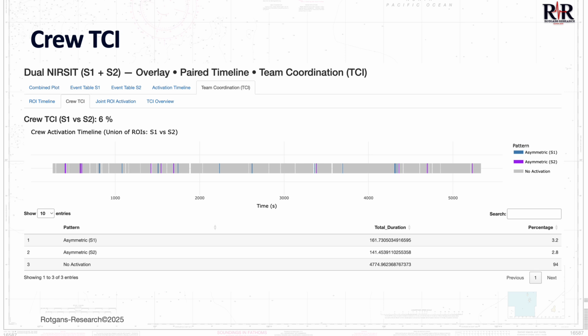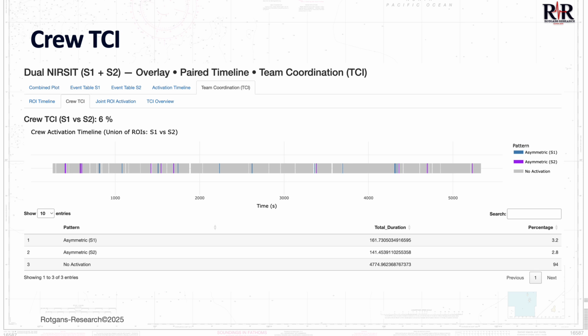Crew TCI. Beyond looking at coordination in individual brain regions, we can also step back and calculate a crew TCI. Here we take the union of all ROIs and treat them as a single system. This gives us a holistic picture of whether the two operators as a team are engaged together, alternating smoothly, or leaving gaps. For example, if operator A shows an activation, and just as it ends, operator B starts one, that's a handoff, and it raises the crew TCI.